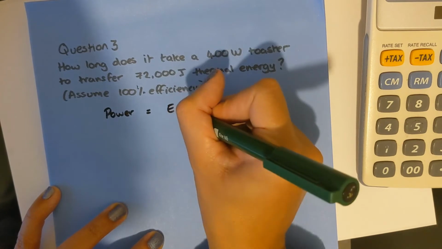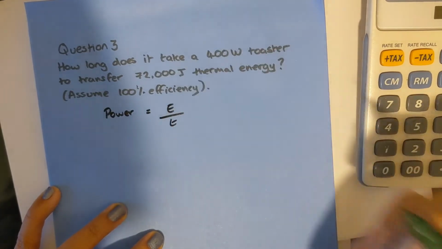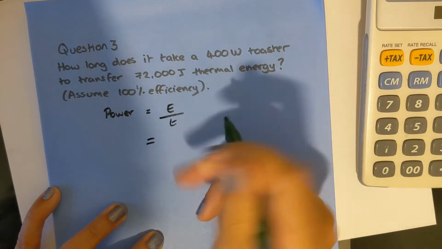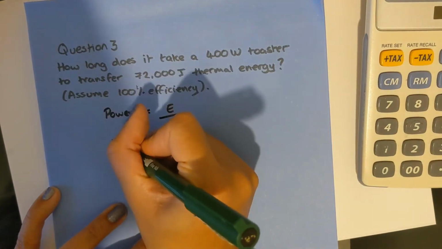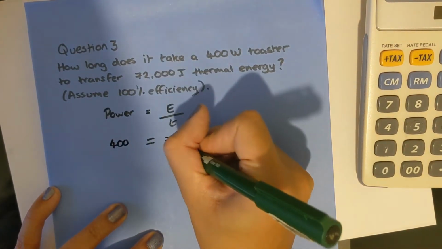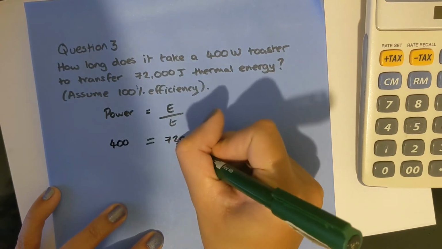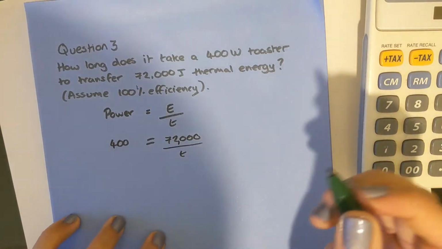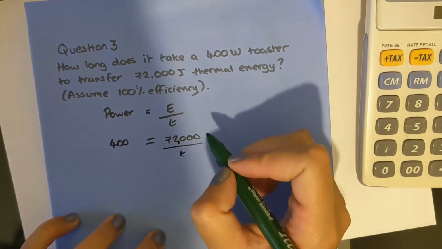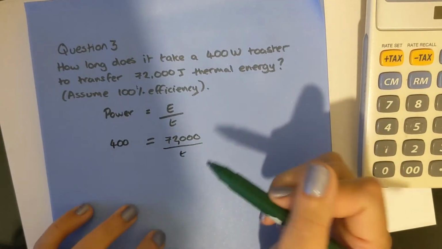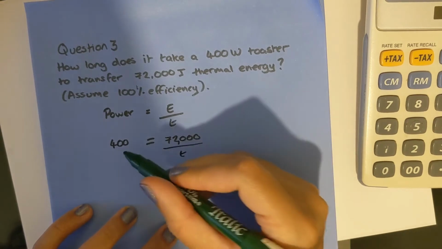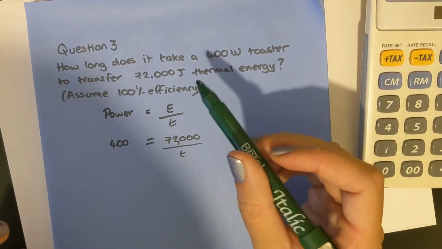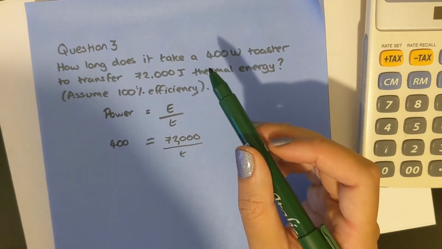Again, we start with the basic equation. Power equals energy transferred divided by time. I'm just going to use the symbols now for speed. So power, our 400 watts, equals our 72,000 divided by time. Now I'm going to have to multiply both sides by time and divide both sides by 400 to get me to the right place.